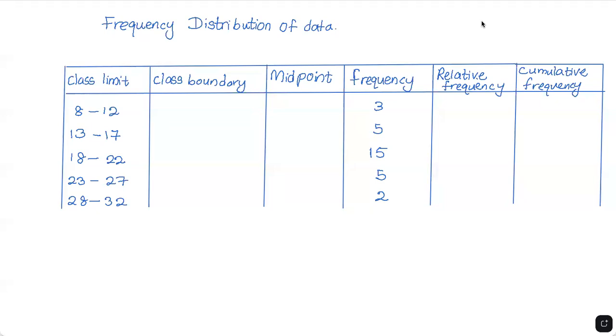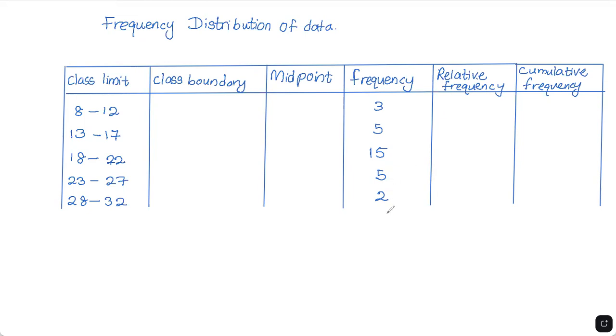So today I'm going to discuss the frequency distribution of data. As you can see here, you have the class limits like this: 8 to 12, 13 to 17, 18 to 22, 23 to 27, 28 to 32. So you have 5 classes here. These are class limits, and you also have the frequency. The first class frequency is 3, second class frequency is 5, third class frequency is 15, fourth class frequency is 5, and the last class frequency is 2.